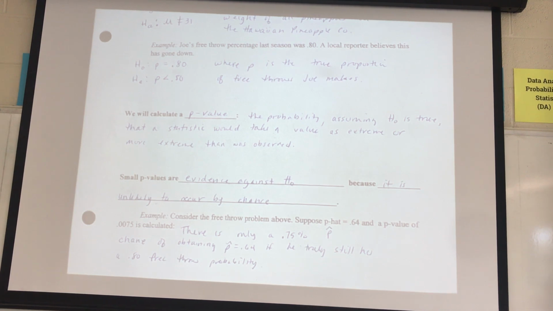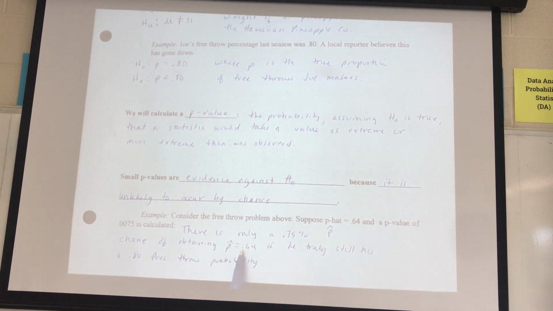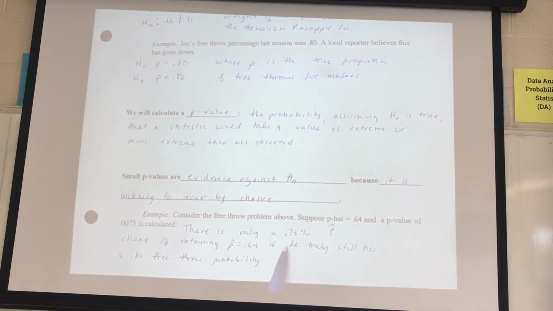There's variation in your sampling. If somebody says they're an 80% shot, that doesn't mean that every sample you take, exactly 80% of their shots will be made. Some will be higher, some will be lower. The question is, how unlikely is it that he only made 64, right? And it's pretty unlikely that he only made 64, and that's evidence against the claim that he's an 80% shot.